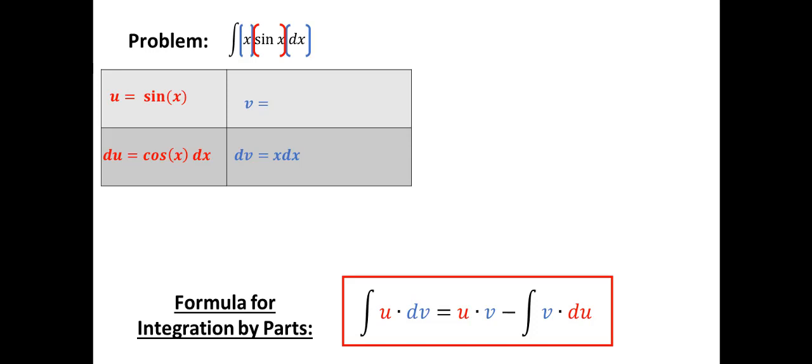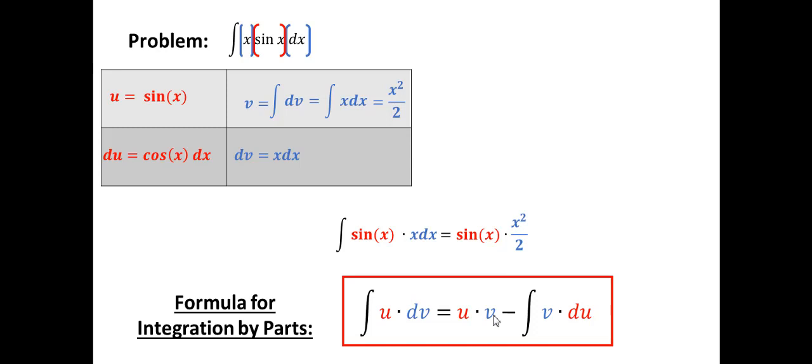And our v is going to be the integral of dv. So we can just go ahead and plug that in. It's the integral of x dx, which is going to be x squared over 2. So now we've got our u, our dv, our du, our v, and we're ready to go ahead and plug this into our formula. Let's write it above our formula here on the bottom. So we have the integral of sine of x, which was our u, multiplied by x dx, which was our dv, which is just this formula down here. And we're going to set that equal to our u times v. So this is our v up here that we're plugging in.